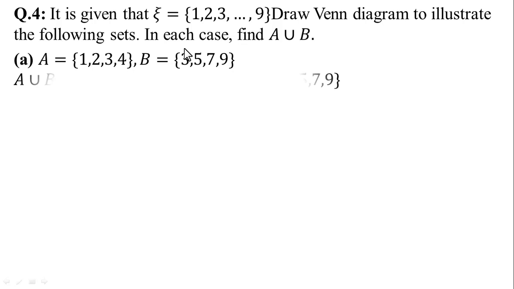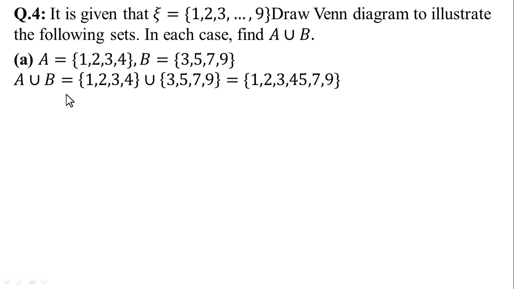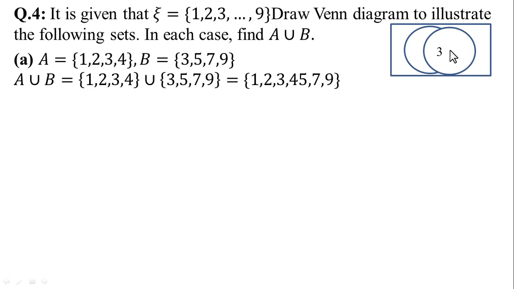Now take the union, A union B, that is equal to 1, 2, 3, 4 union the elements of set B, 3, 5, 7, 9. In a union, write all the elements in both sets, so the answer is 1, 2, 3, 4, 5, 7 and 9. Now we can draw the Venn diagram. First of all, the universal set, and the common element in both is only 3.